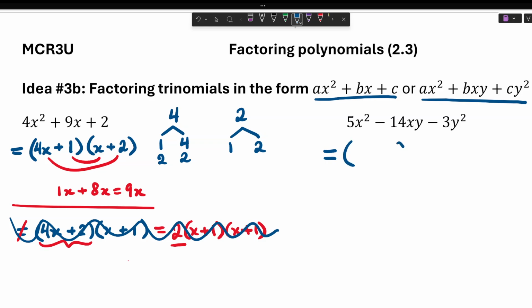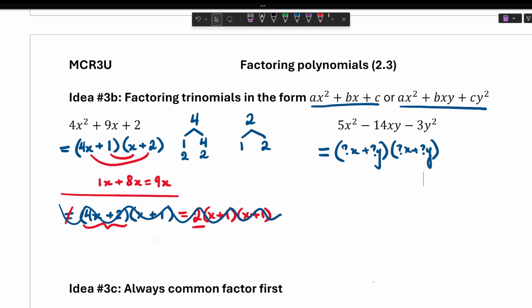Okay, so when you have x squared and y squared and xy in the middle, it should be something times x and something times y in each of these. How do you figure those out? Well, again, you're going to factor the a and c's. So 5 you can break down into 1 and 5. And then 3 you could break down into 1 and 3. But let's remember that 3 is negative, so one of these has to be negative. It could be 1 and negative 3, or maybe negative 1 and 3.